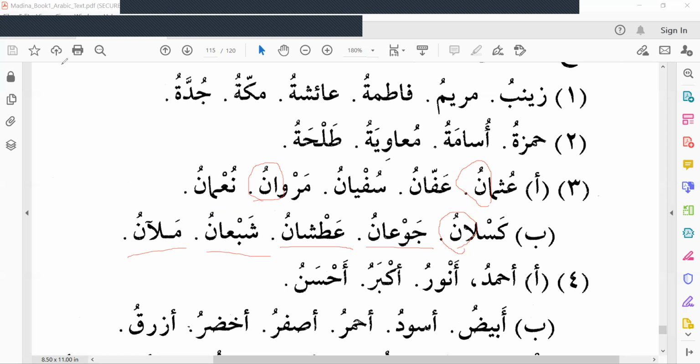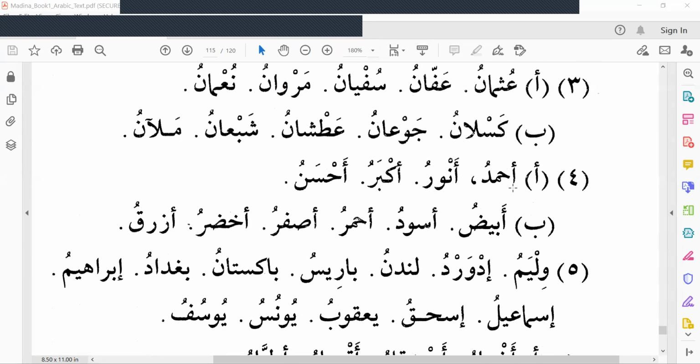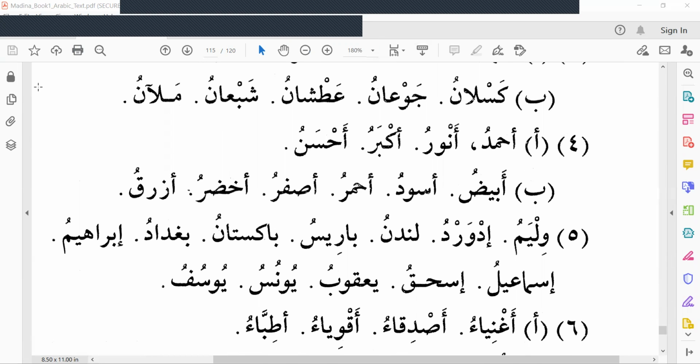Then the fourth category will be af'alu wazn. Af'alu, Ahmadu: those male names that come in af'alu wazn will be considered as al-mamnu min as-sarf. And those colors that come in af'alu wazn will be considered as mamnu min as-sarf. This is type A, type B. Ahmadu, Anwaru, Akbaru, Ahsanu. All these are al-mamnu min as-sarf. This will not take tanween and also will not take kasra.